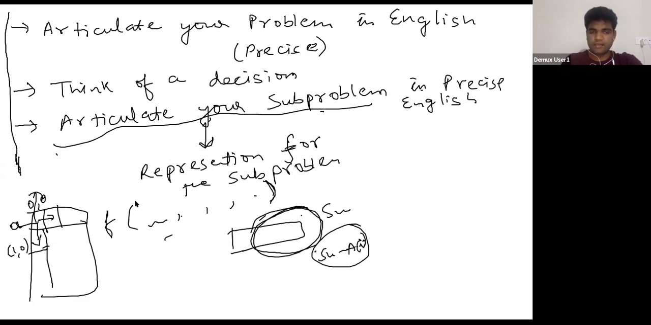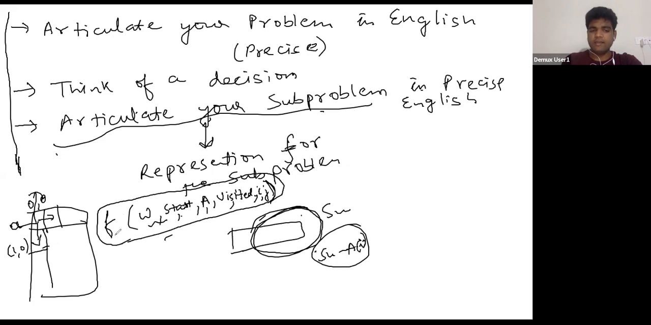What are the parameters then? I just articulated my sub problem. I was left with a suffix array of the word, which I can represent with the word and a start index. I was left with a subsequence of the matrix, which I can represent by the array and the visited, and I was left with the start and the end, which I can represent with i and j. So these are all the parameters that need to go in my sub recurrence.